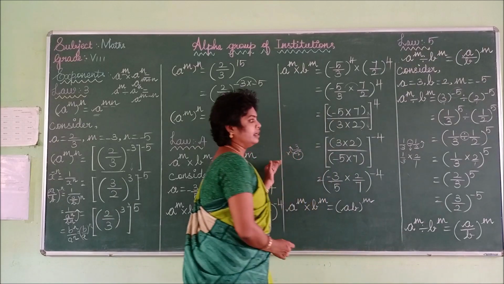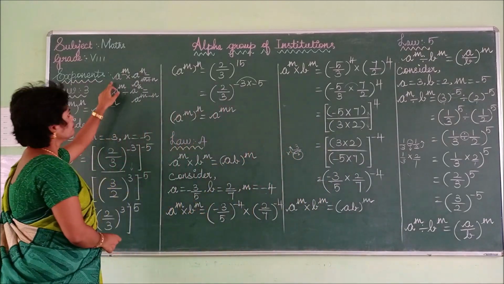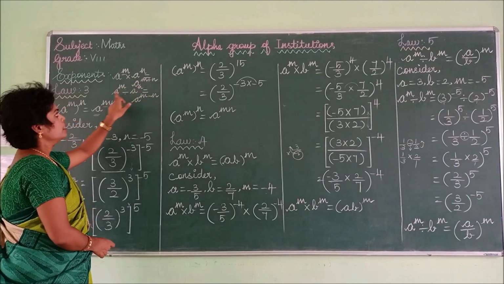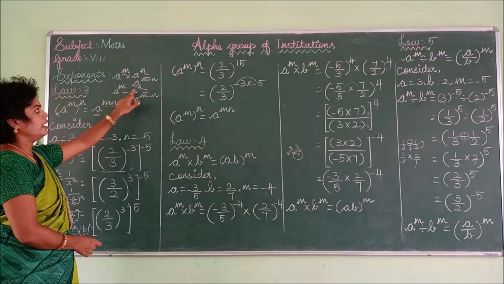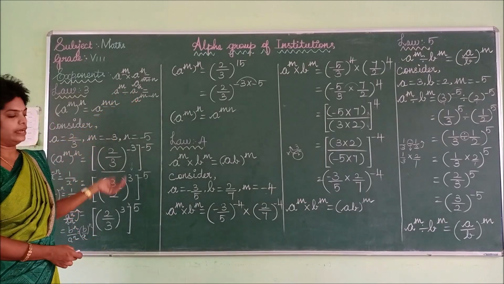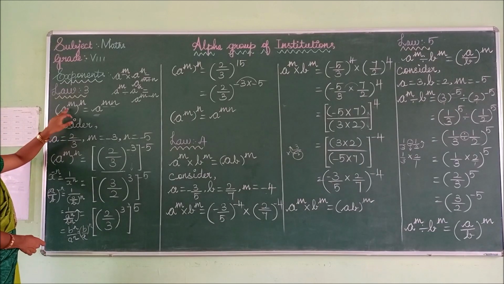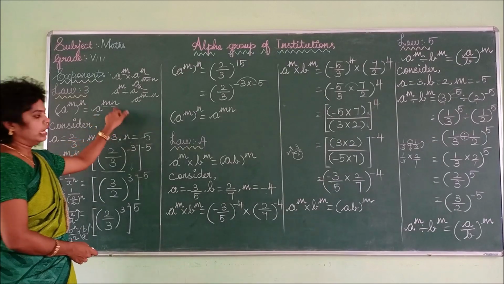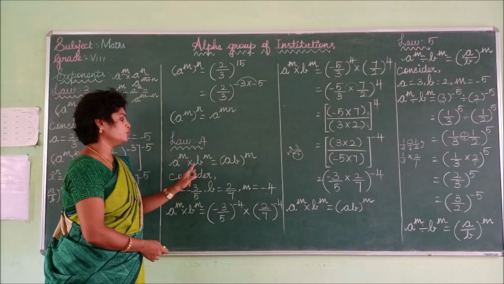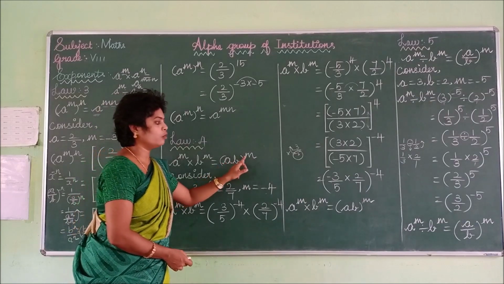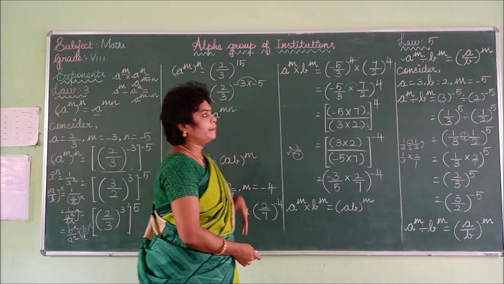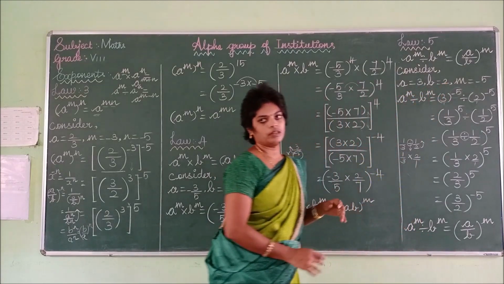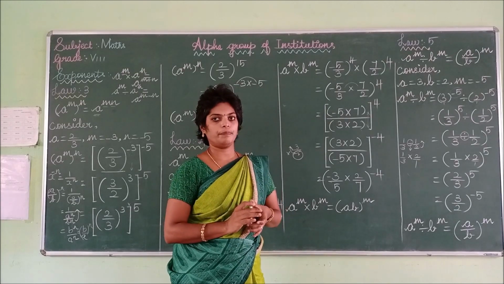So these are the remaining laws. What are the laws? The first law: a^m into a^n is equal to a^(m+n), and the second law is a^m divided by a^n, which is equal to a^(m-n). The third law is (a^m)^n which is equal to a^(m·n), and the fourth law is a^m into b^m which is equal to (ab)^m. And last, a^m divided by b^m which is equal to (a/b)^m. So these are the 5 laws you must keep in mind.